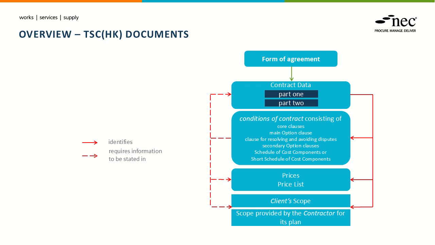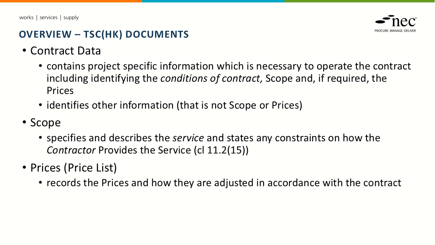And we have scope, and that's split between the client scope and the scope provided by the contractor for its plan. And just as a reminder, the purpose of the contract data document is to provide project-specific information. For example, who the client is, who the contractor is, who the service manager is, and other specific data required for your particular contract. It also tells you what modules you've put together to create the conditions of contract, and points you to the scope document and the pricing information.